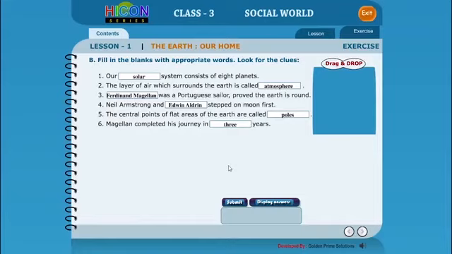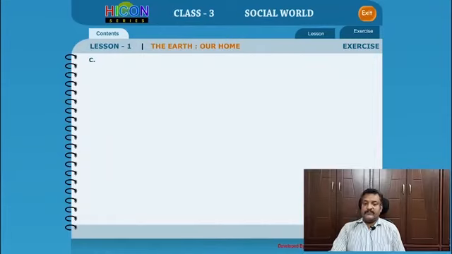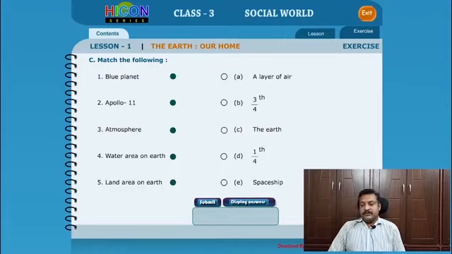Right, children? Now I'll go on to the next question. See, match the following. Some items are given here, like blue planet, Apollo, atmosphere, water area on Earth, land area on Earth, and the other parameters are given on the other side. What we need to do is to match.